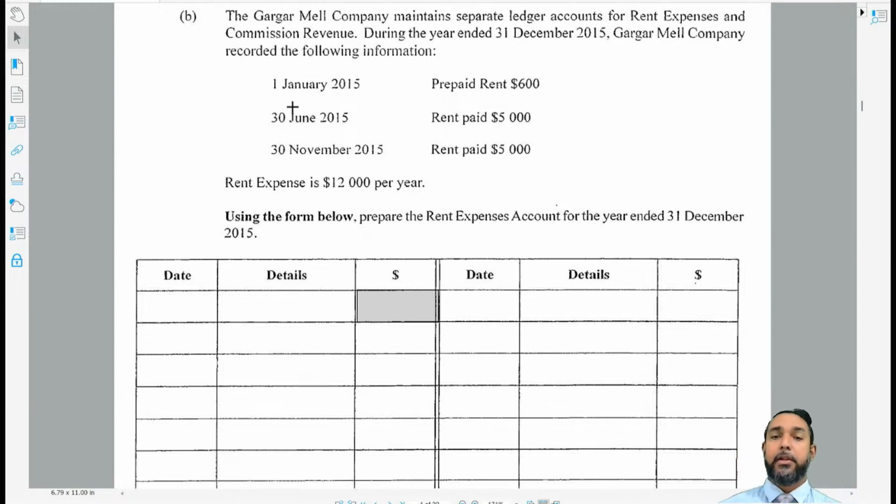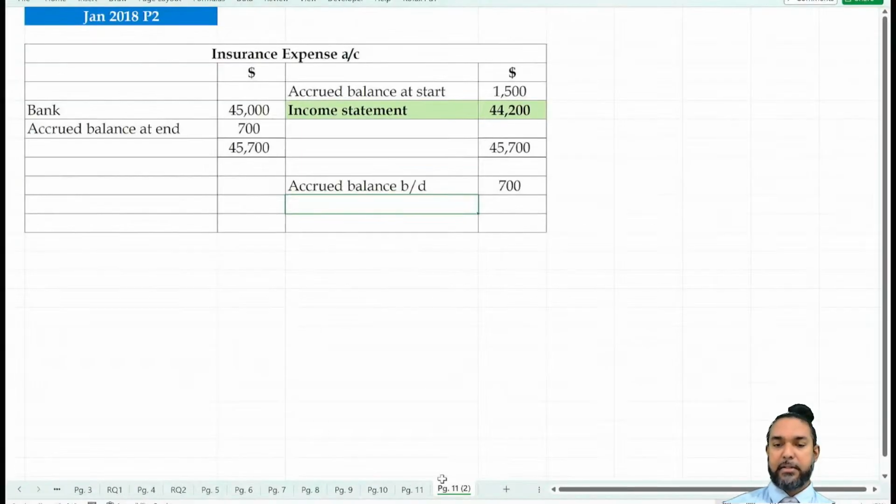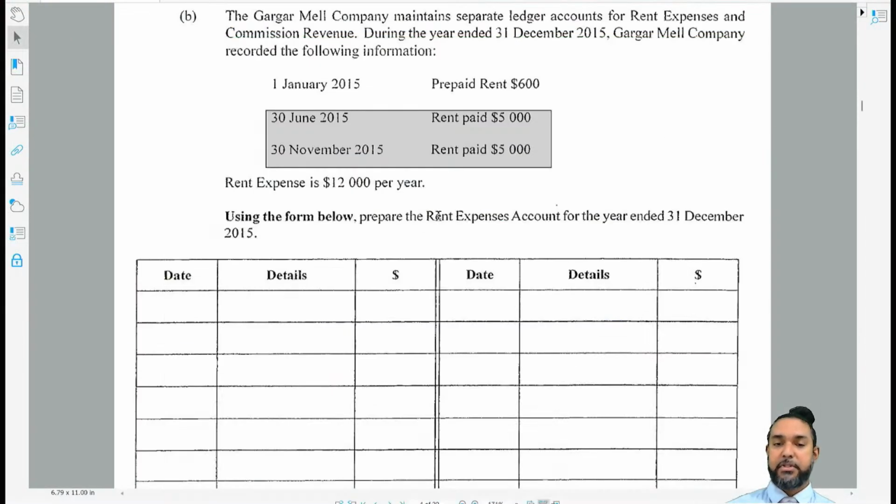Right. Now we have 2 items here. One on the 30th of June 2015, one on the 30th of November 2015, and they both say what? Rent paid. So these are both amounts paid in respect of rent during the course of 2015. Now, if you think back to your format, what side is the amount paid? That's the cash book figure, right? What side is that on? That's right here, right?